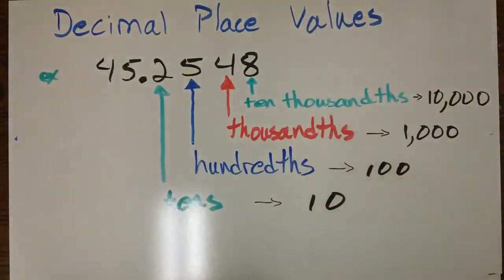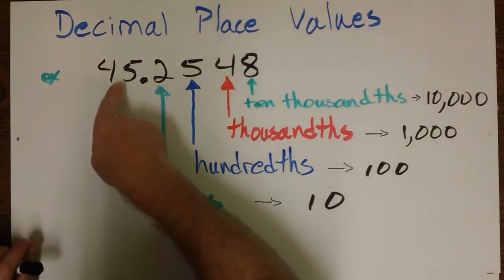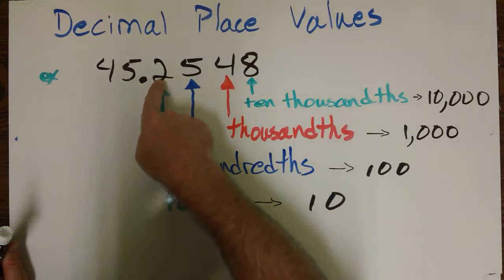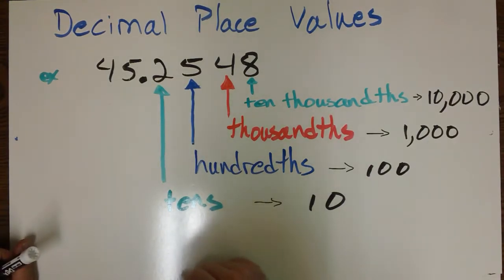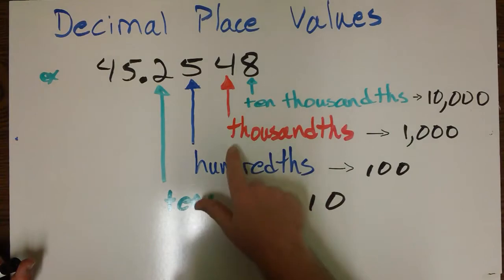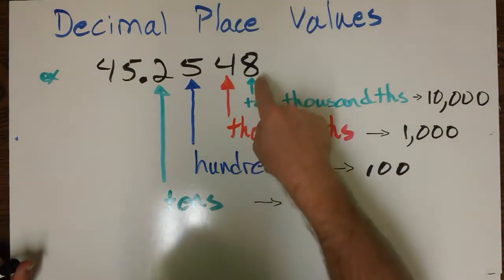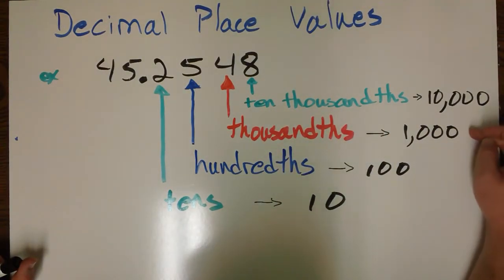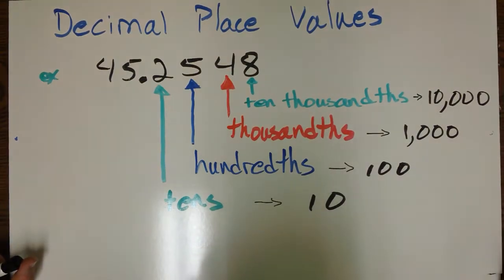Let's go ahead and take a look at place values for decimals. I've just picked a random decimal, 45.2548. If we look at this 2 right here, that's the first decimal, that's in the tenths place. If we look at the 5, or the second decimal, it is in the hundredths place. The 4, or the third decimal, is in the thousandths place. And the 8, or the fourth decimal, is in the ten-thousandths place. So we have 10,000, 1,000, 100, 10, and these are the numbers that we will put in the denominator of the fraction in order to write the decimal as a fraction.